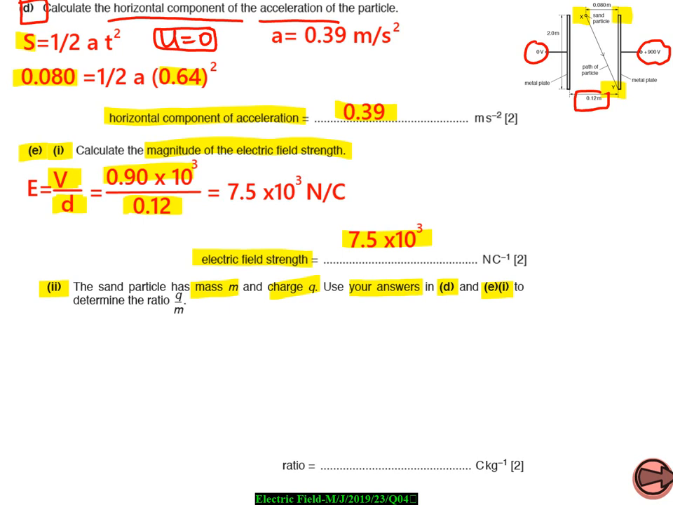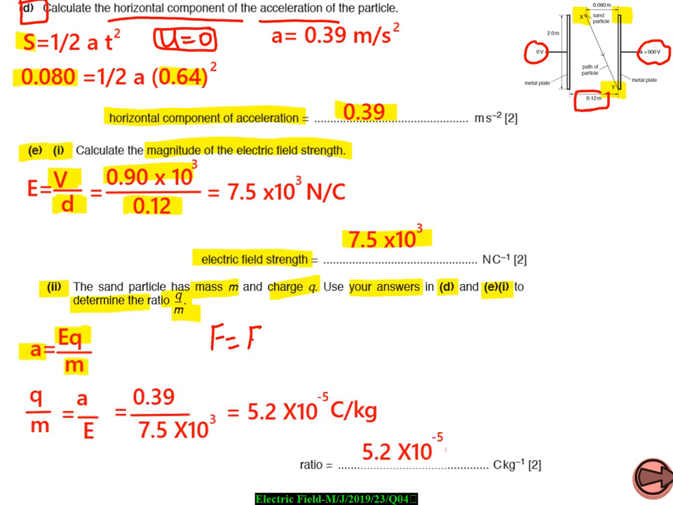So what we did in the next step, we simply rearranged the formula. We just rearranged this one, and this is our horizontal acceleration, and this is the value of E, as we have calculated the horizontal acceleration here, and also we have the value of E here. Just do basic calculations using your calculator. If you do, you will get this final answer. So this is the ratio between q and m.